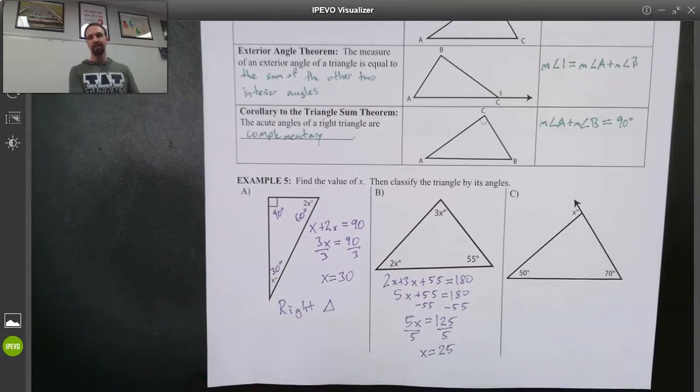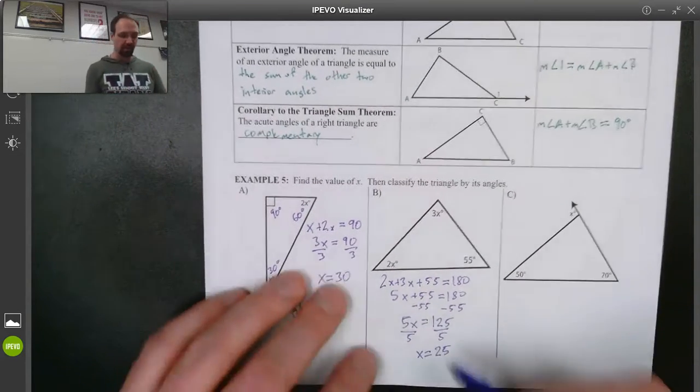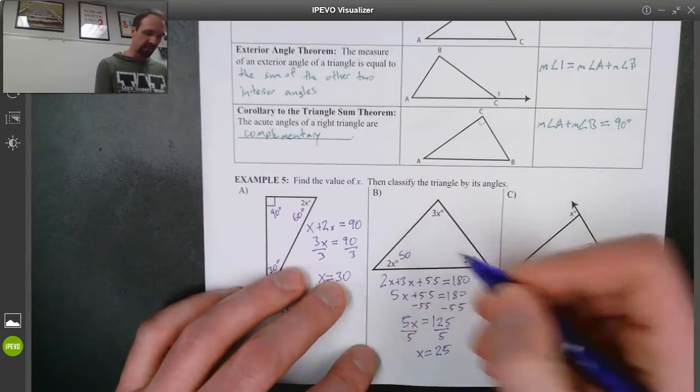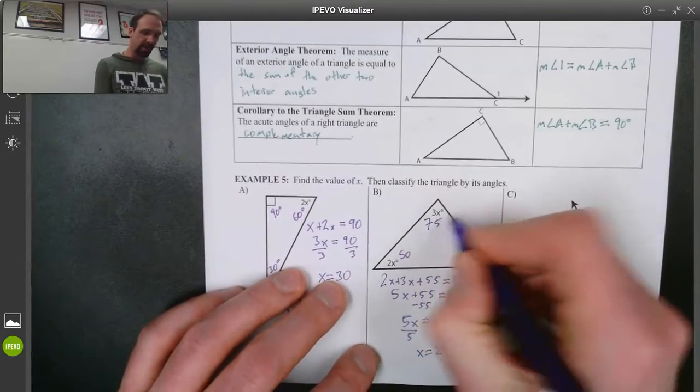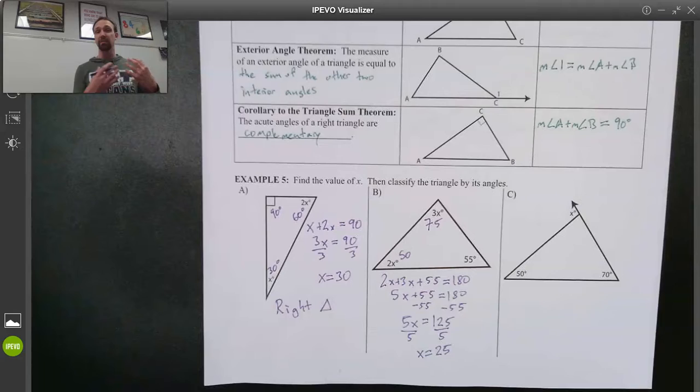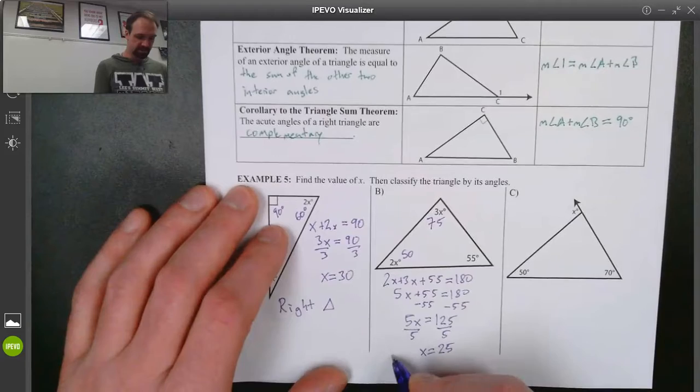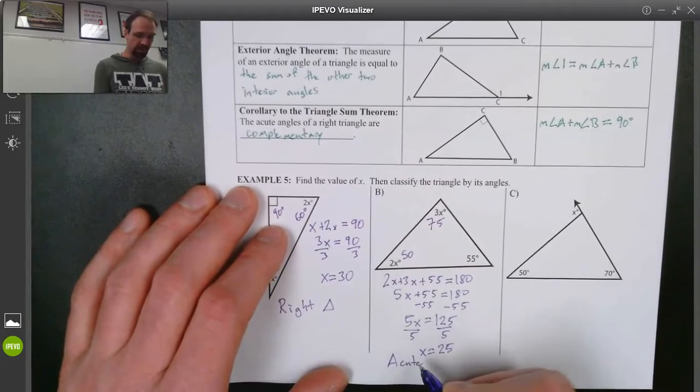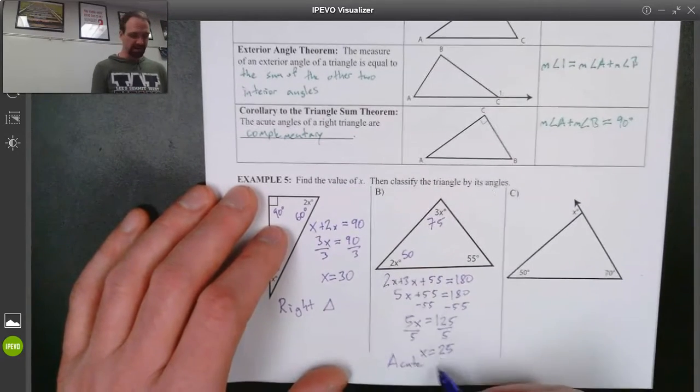Now, be careful. That's what x is. That's not what the angle measurements are. So if I plug that back in, this is 50 degrees. This is 75. That's 55. None of these are the same measurements. So this is an acute triangle. None of them are over 90.